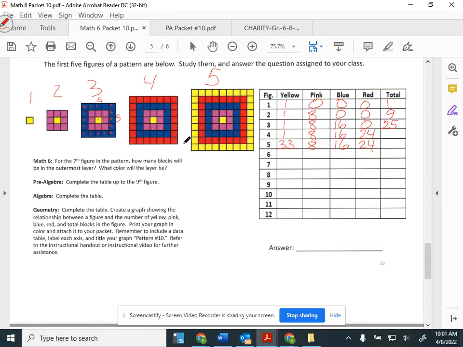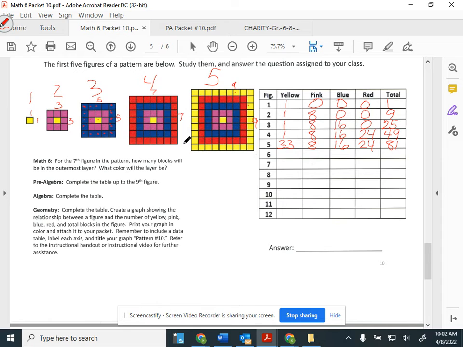How many are in the fourth figure? There's 7 and 7, so it's 49. How many in the fifth figure? 1, 2, 3, 4, 5, 6, 7, 8, 9. 1, 2, 3, 4, 5, 6, 7, 8, 9. What's 9 times 9? 81. So here we had 7 across and 7 down. Here we had 3 across, 3 down. Here was 1 and 1.